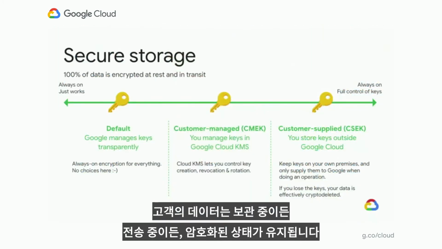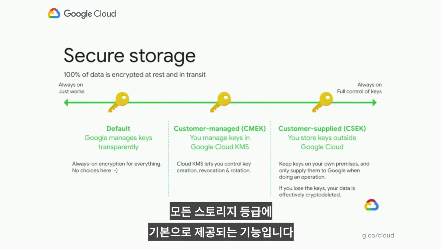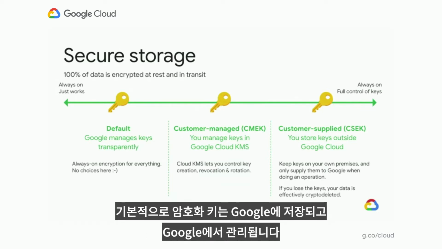Security is critical, and we provide a good amount of flexibility in the product. One thing that you'd never need to worry about is whether your data is encrypted. Your data is always encrypted at rest and in transit, and that's not even an option. Some other services make you have to be a little bit more careful about that. With us, it's always encrypted. The default is that the keys for the encryption are stored in Google and managed by Google.